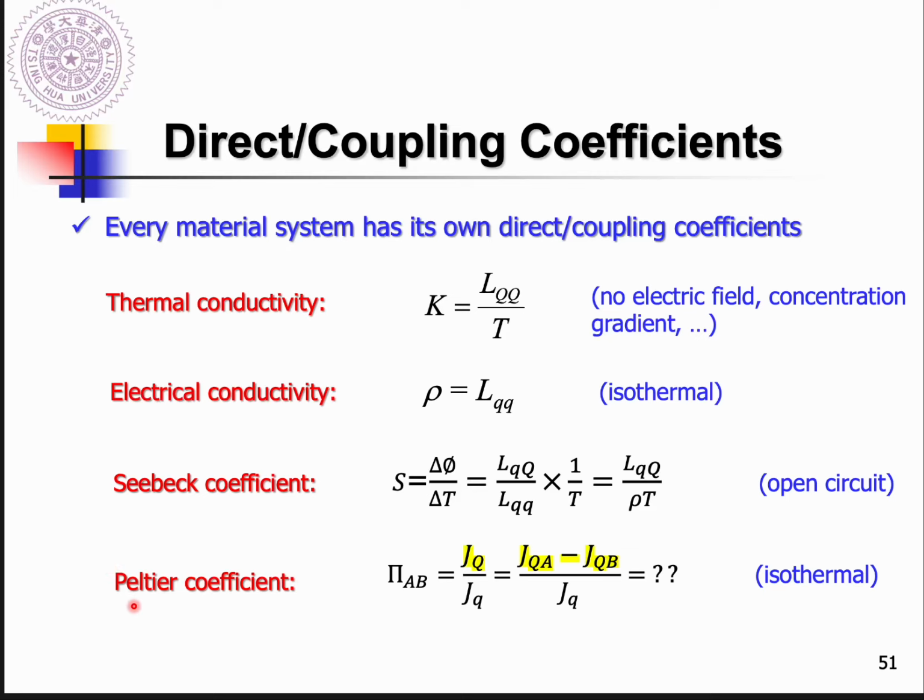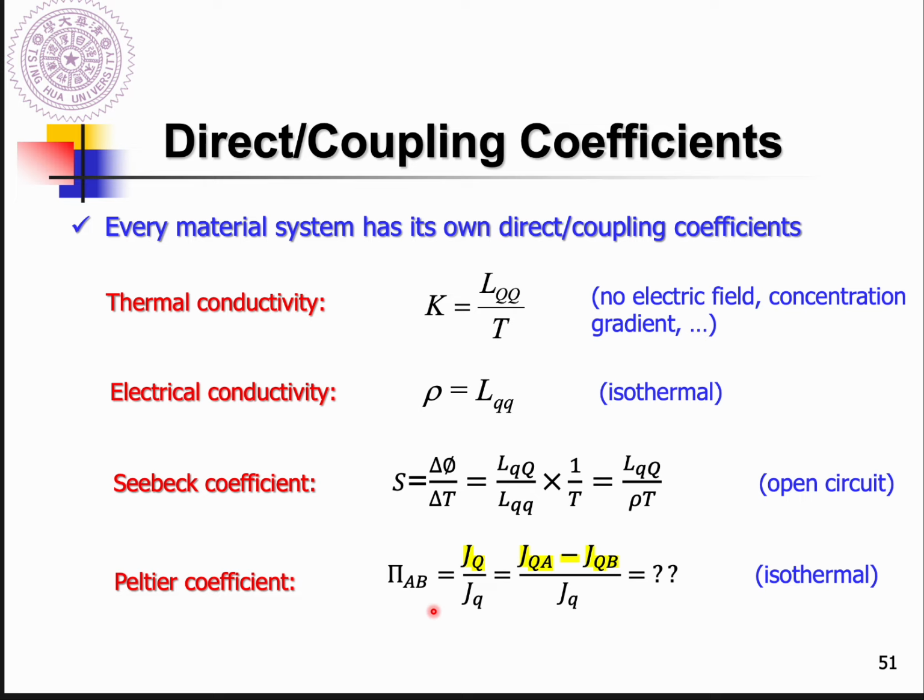to the Peltier coefficient of materials. Every material has its own Peltier coefficient, and the Peltier coefficient π_AB is defined by when you apply the electrical circuit into this device composed of A and B, how much heat you can absorb from surroundings or how much heat you can release to the surroundings. This we call the Peltier coefficient.